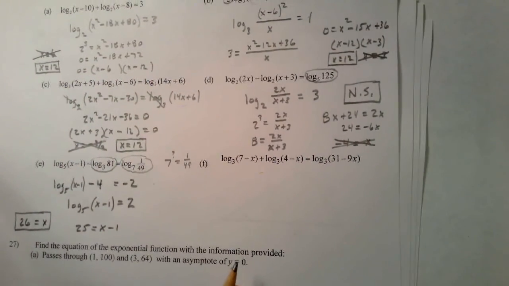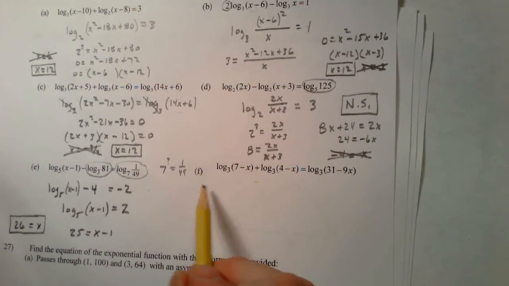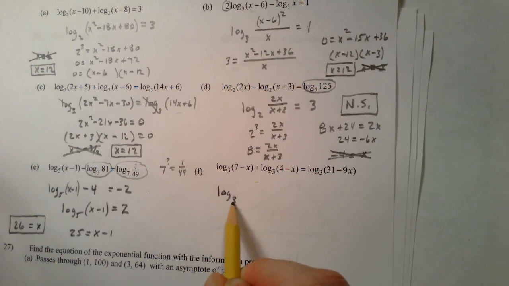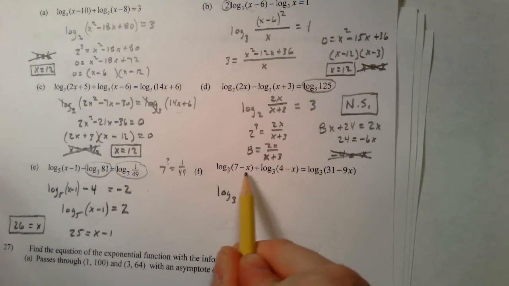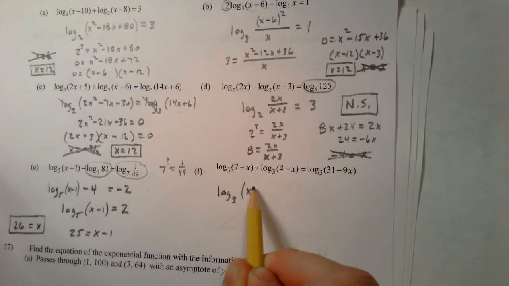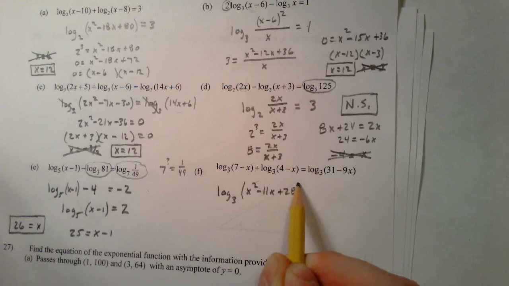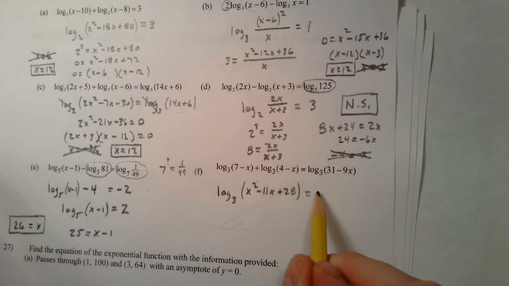All right, last one, F. All right, 2 logs becomes 1 log, so log base 3. I got to multiply those 2 guys together right there. I'm going to get x squared minus 11x plus 28. And this guy has nothing to do right now. I'm just going to bring it down.